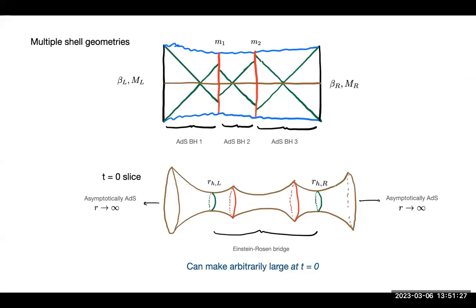We can also do this with multiple shells. Again, it's just gluing together pieces of the AdS black hole geometry. This in the middle, these would be exteriors, interiors here, and so forth. So they're just different AdS black holes. We again fix the temperature and the mass on each side. When you look at this slice, there is going to be a couple bulges in these constrictions here. And so again, we can make this length arbitrarily large at t=0 by adding more and more shells, as well as by cranking up the mass of one shell.